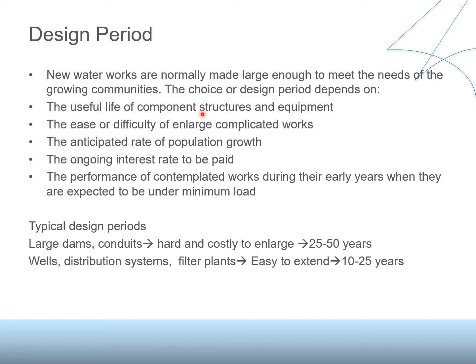Ease or difficulty to enlarge the works is another factor. If you are constructing in an urban area with high traffic, it is important to have a longer design period so that there will be less disruption to the public life. What is the future population growth? That is another factor, right? And can we forecast the future population growth correctly? That's another factor. So if the population growth is relatively constant and rightly predictable, then we can have a relatively larger design period.